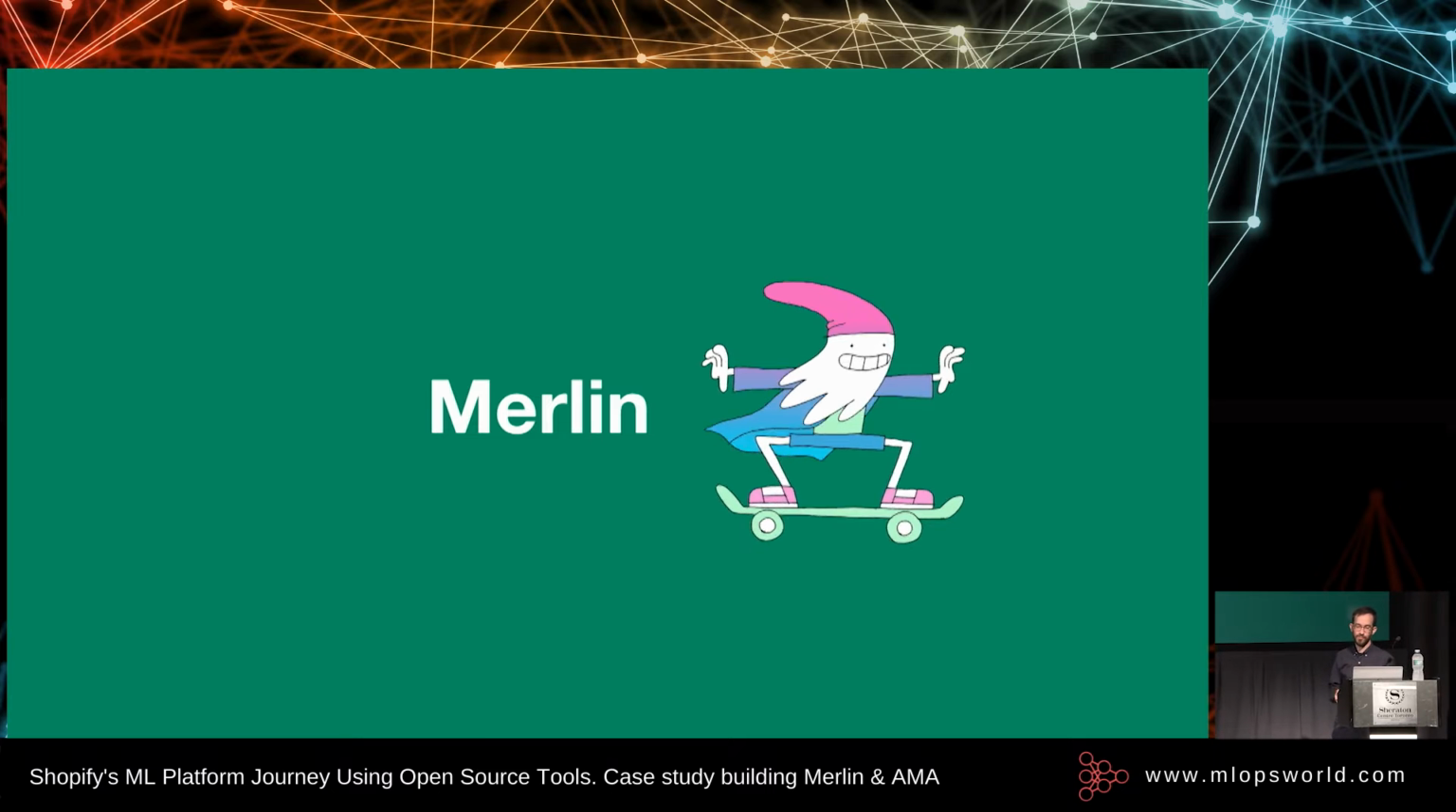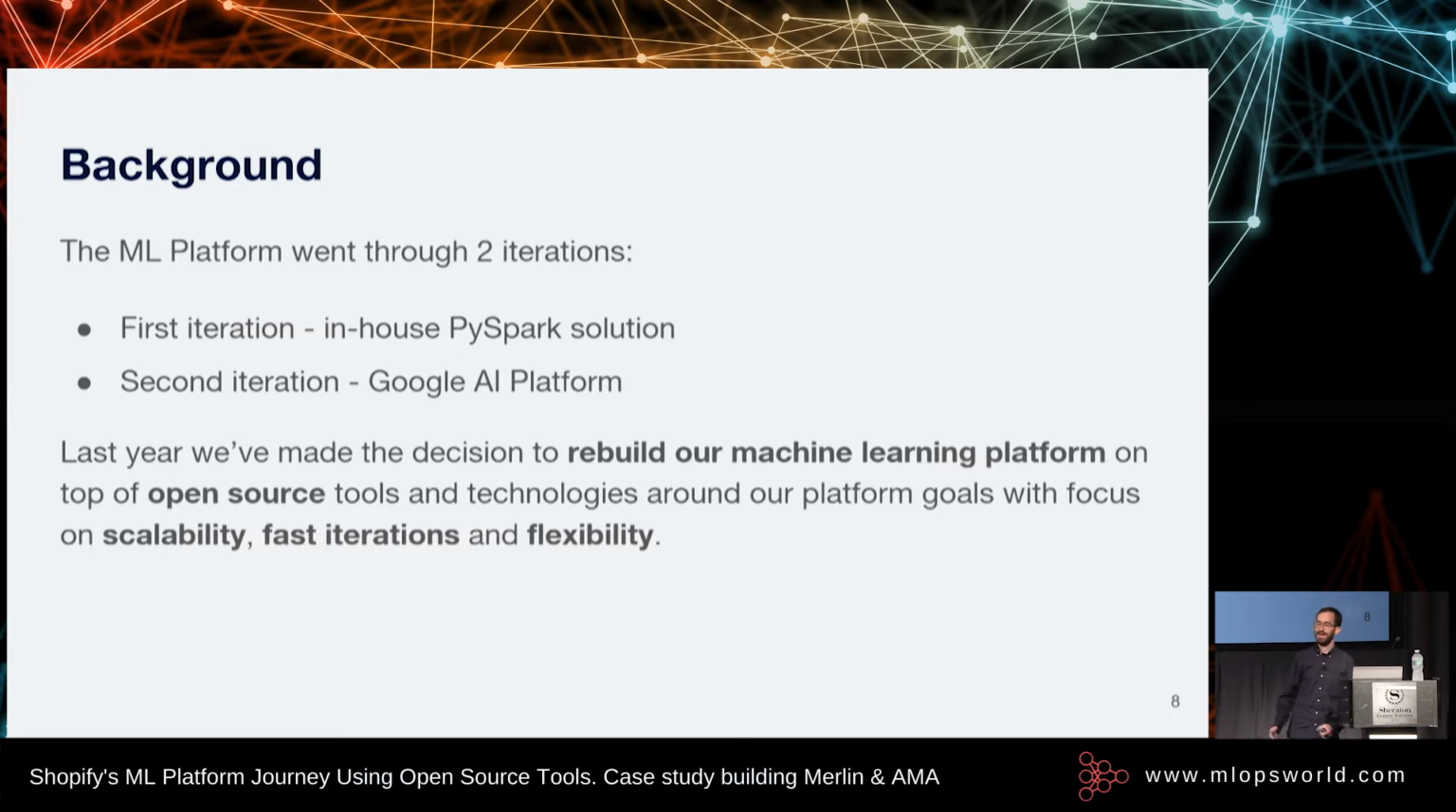And so now that we know more about machine learning at Shopify, let's talk about Merlin specifically and how we built it. As a background, the machine learning platform at Shopify went through 2 iterations in the past. And it took a few years to get to where we are. The first iteration was built on top of an in-house PySpark solution, which is a legacy system that we use at Shopify. Because of different requirements, we started working on a second iteration a few years back, which was built on top of Google AI Platform, which is a managed service on GCP.